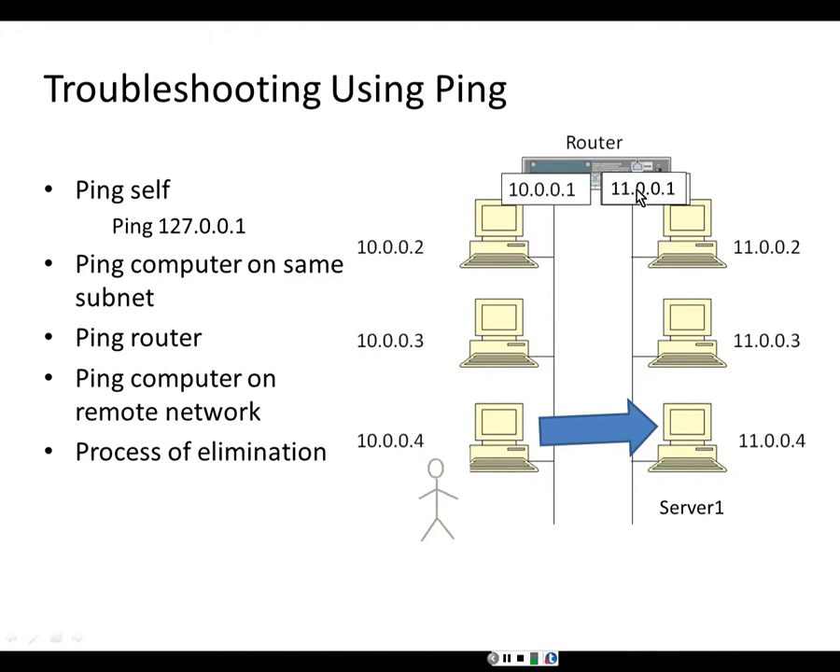I know the router is good. I know the cables are good. I know server 1 is good. I know the network interface card is good. If I can ping server 1, then that means there's nothing wrong with TCP/IP.